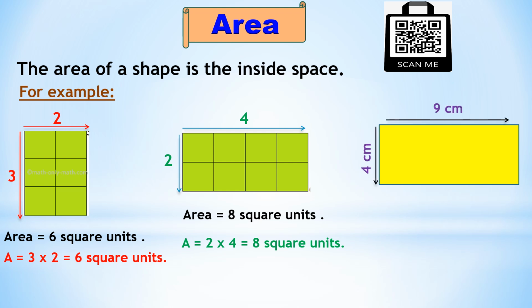If I know the length, and the length we said means the long side. The long side here is 9 centimeters and the short side is 4 centimeters. I want to find the area, so I will multiply length times width. This is a rectangle, so the area here is 4 times 9 equals 36 square centimeters.